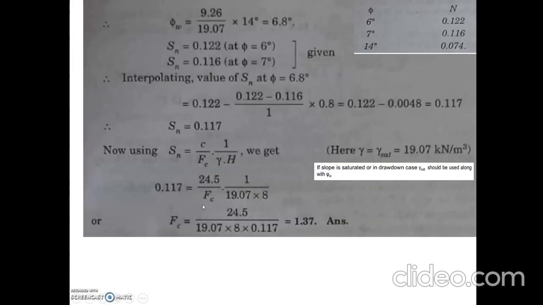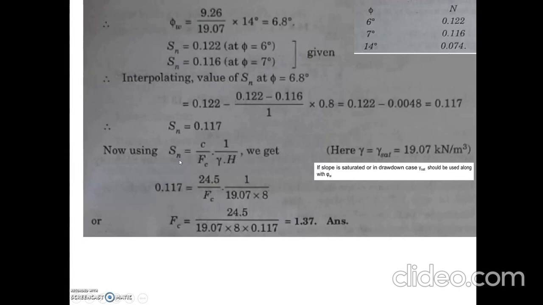Now the next condition: when the water level goes down suddenly, in this case the friction angle phi will get reduced to gamma submerged divided by gamma saturated. So we can write the equation for phi W equal to gamma dash, that is gamma submerged divided by gamma saturated, into phi. Here phi is used because we assume that the full friction is developed, and we will have to determine the value of factor of safety with respect to cohesion. To find factor of safety with respect to cohesion, we know the equation, that is stability number Sn equal to C divided by factor of safety into gamma into H.